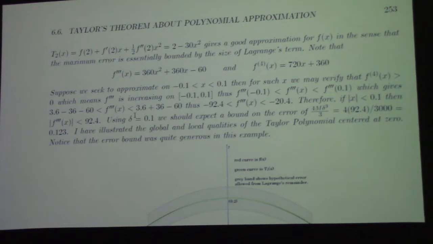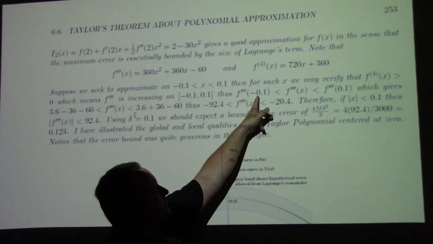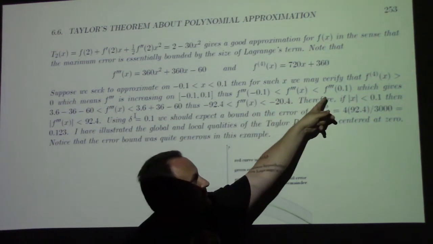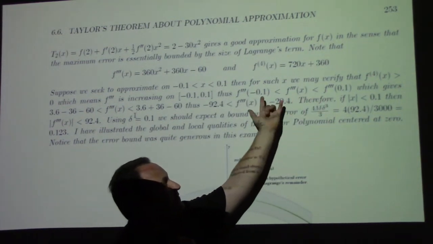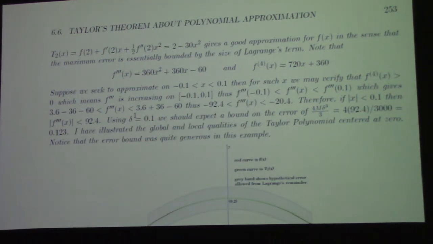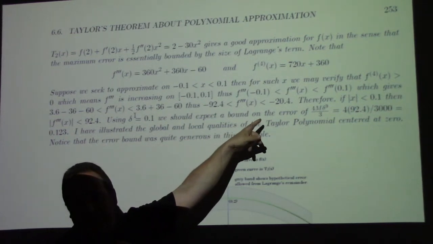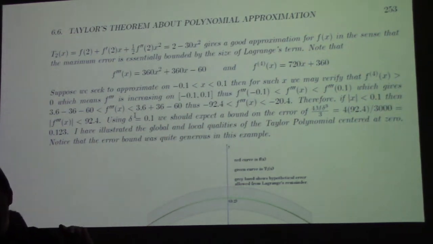And so that tells me I can put the third derivative evaluated at minus 0.1 and the third derivative evaluated at 0.1. Those are sort of bookends for the third derivative. Those are bounds for the third derivative. In particular, the third derivative is stuck between minus 92.4 and minus 20.4. So the M, if you will, the bound for the absolute value of the third derivative, we can choose to be 92.4, because that's the biggest magnitude the derivative can have on that interval.